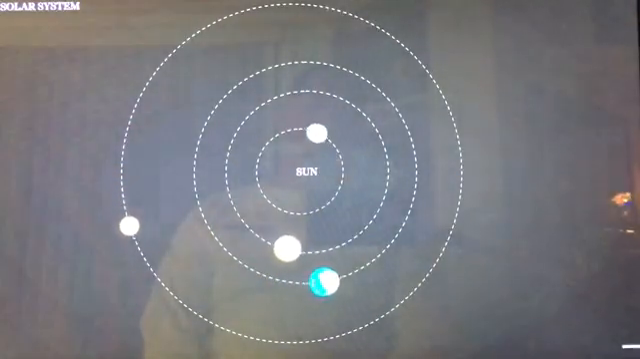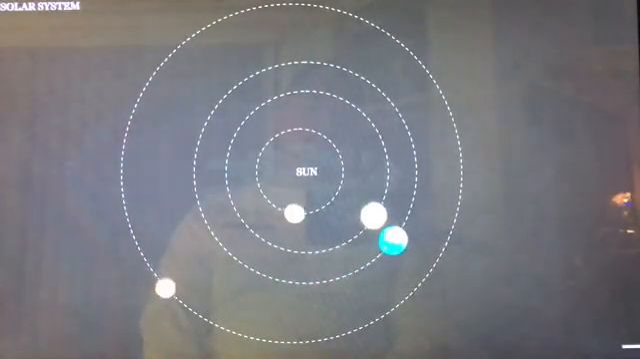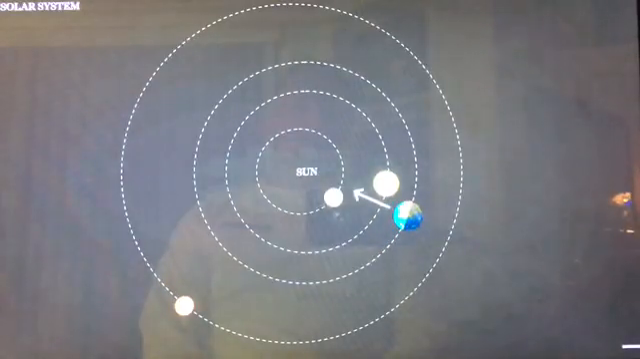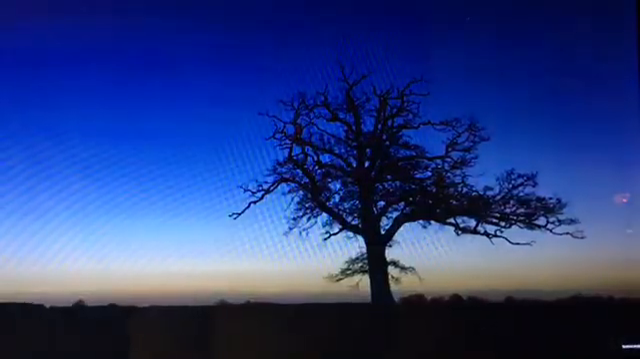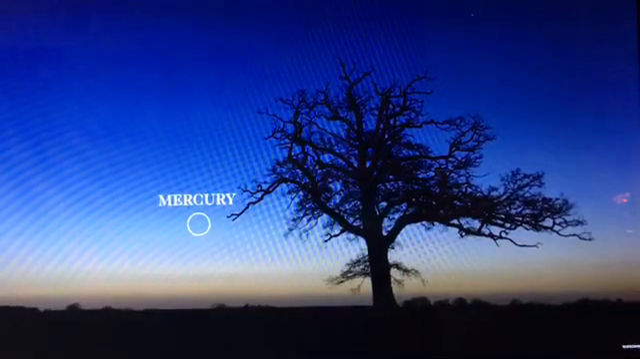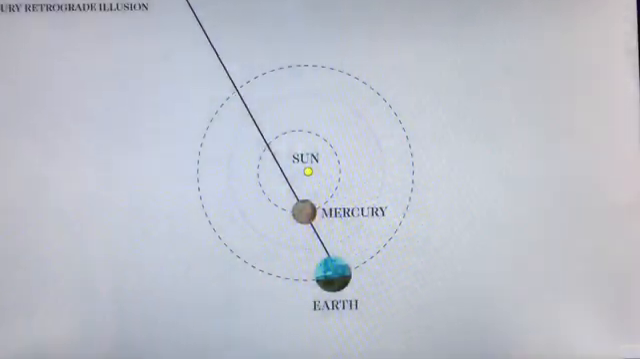But for both Mercury and Venus, the illusion is hard to actually capture, since they're located on Earth's day side, not on our night side. When those planets are visible, it's only right around sunset and sunrise. But assuming you could see it, here's a diagram of how the Mercury retrograde illusion would work.